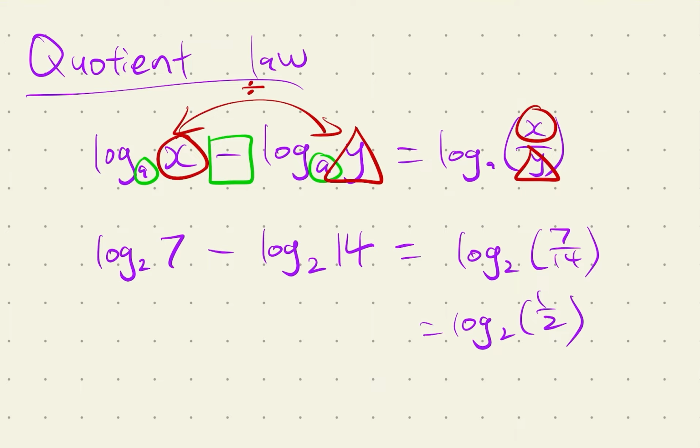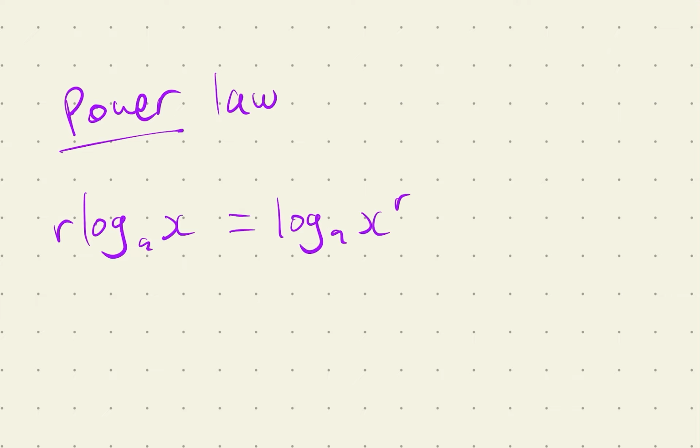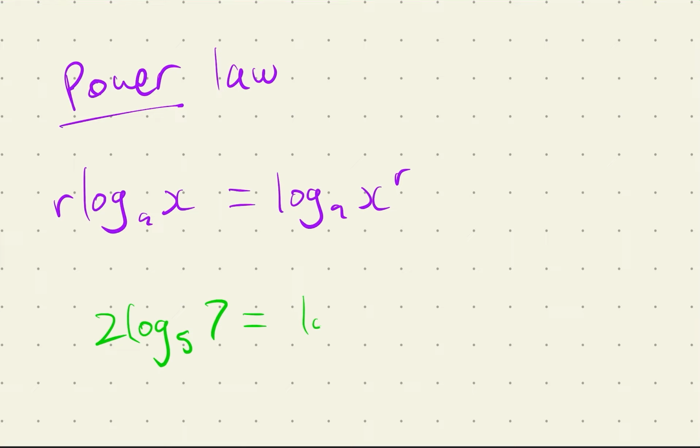Let's move on to our last law, which I kind of covered in the previous video, the power law. How do we do this? Very easy. The r, which is just a random number in front, if there's a number in front, we can bring the number behind so that it becomes the index. Let's just say, for example, I have 2 log base 5 of 7. I can write this as log base 5 of 7 squared, which will give me log base 5 49.